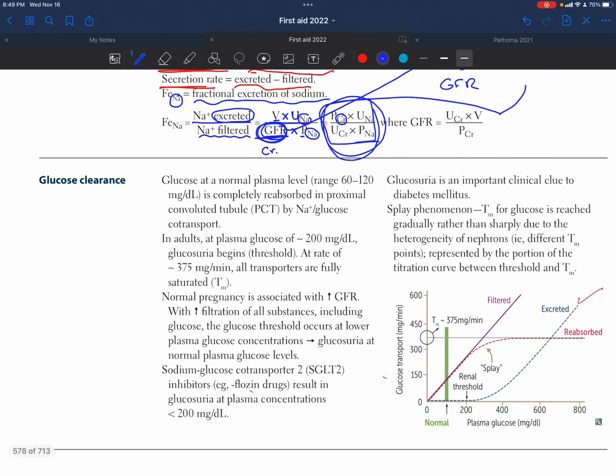For the glucose clearance, the glucose at our normal plasma levels ranges between 60 and 120. Okay, so this is just like checking the random blood sugar of a person. And in a normal adult person, the normal range of glucose in the plasma or the blood is between 60 to 120. And because glucose is useful and important for the body, we completely reabsorb it in the proximal convoluted tubule by a channel called, or actually a cotransporter called sodium glucose cotransporter.